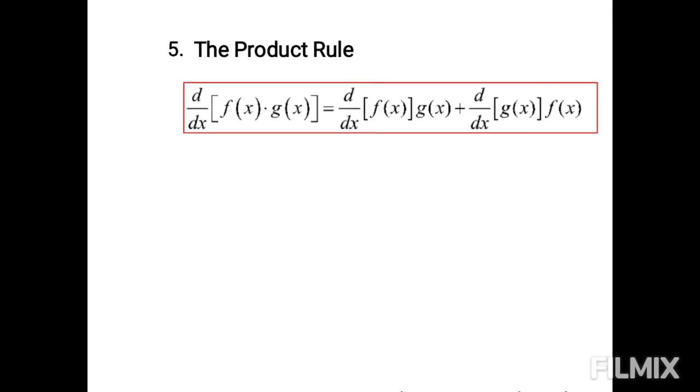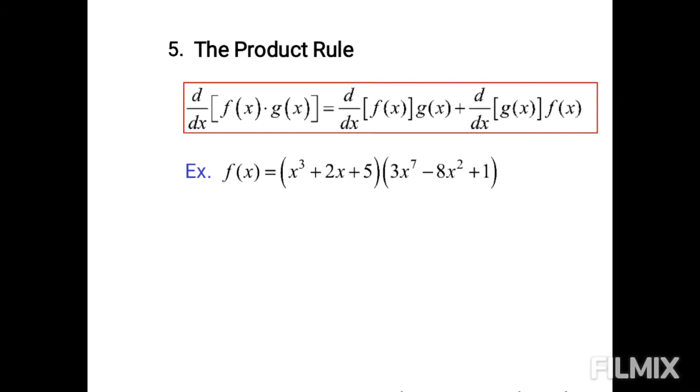Now we are going to talk about the fifth rule, which is the product rule. It goes like this: we can find the derivative of the product of those two functions by finding the derivative of the first function times the second function, plus the derivative of the second function, which is g of x, multiplied to f of x, which is our first function. And let's see the example that we have.